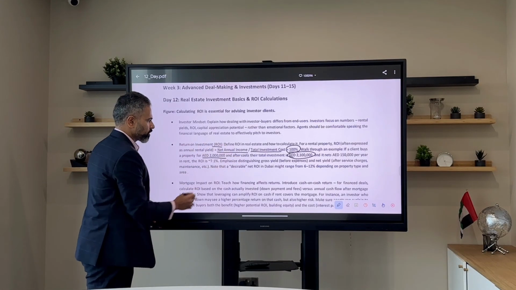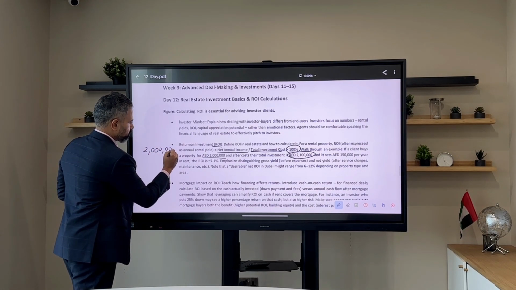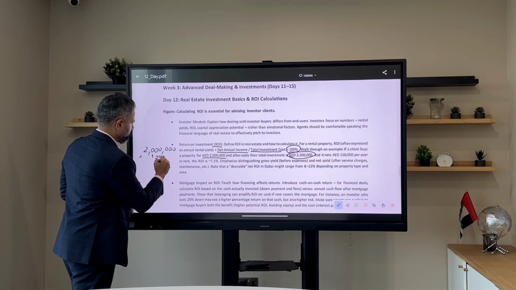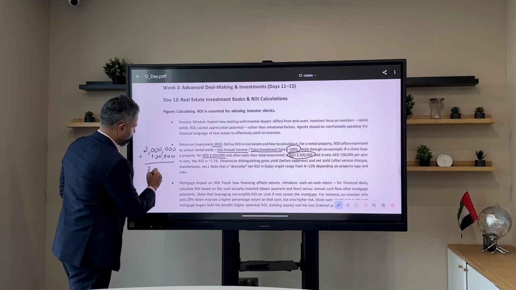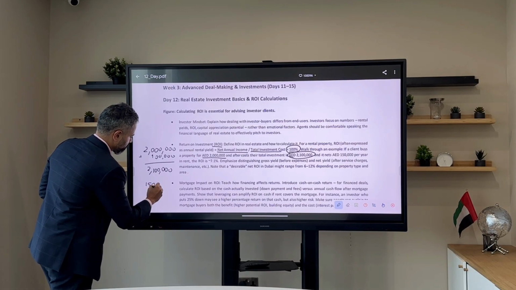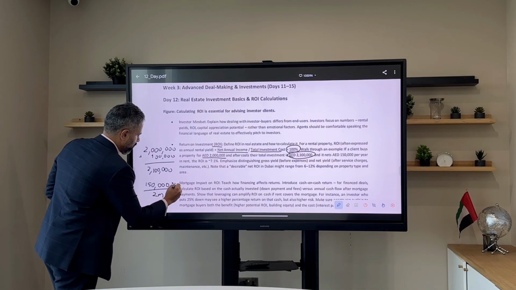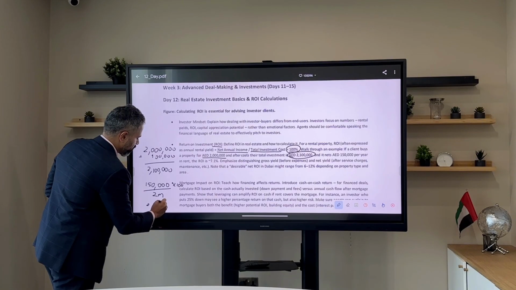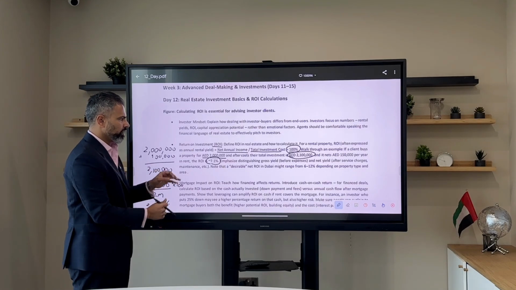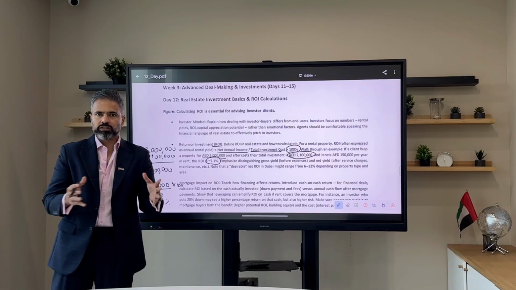So when you look at the calculation, you take 2 million, plus whatever the closing fee is, you look at a total of 2.1 million. And if you look at the net rental income, which is 150,000, divided by 2.1 million, into 100, you come up with a net rental yield of 7.1%. That's the net rental yield that you're able to generate for your investor based on their investment into this asset after service charges, maintenance, and everything.